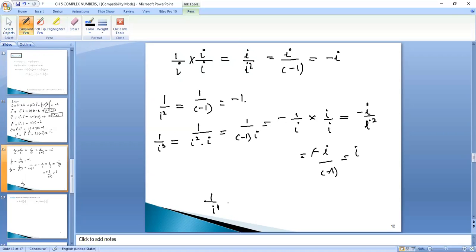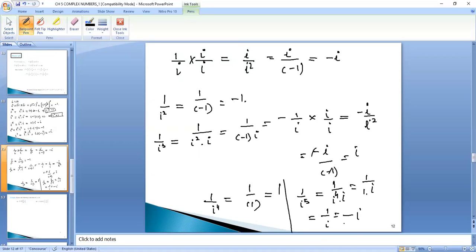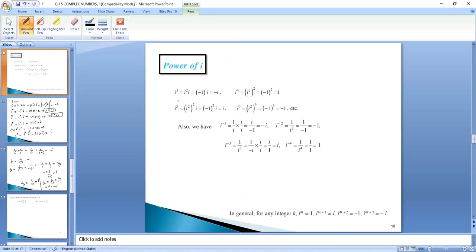Same way 1 upon iota raised to power 4, iota raised to power 4, you know it is 1. You can calculate 1 upon iota raised to power 5, which is 1 upon iota raised to power 4 into iota, which is 1 upon iota. 1 upon iota is equal to minus iota. So you can find any power. So iota cube we have calculated as minus iota. Iota raised to power 4, 1. Iota raised to power 5, iota. Iota raised to power 6, minus 1. This way we can calculate any power.